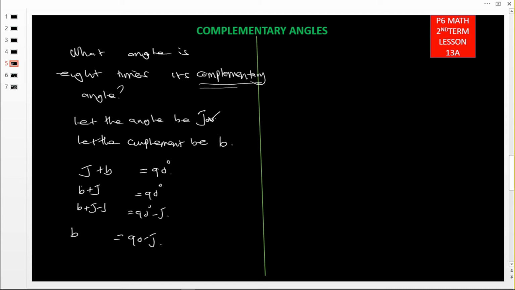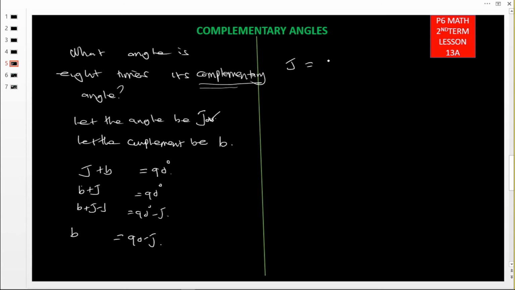If it was 30 degrees, no, there you'll get confused. Okay, let us leave it as it is here. So we need to get the angle, then the complement of the angle, then we get that angle when it is 8 times its complement. Now they are saying what angle is 8 times. Now what is the angle?